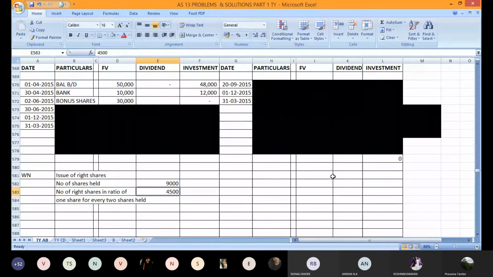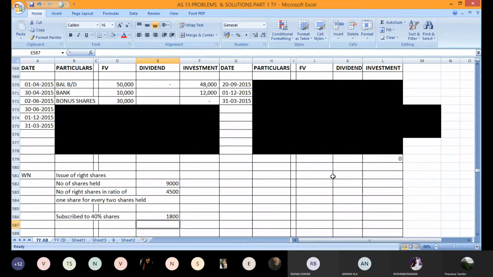So out of this 4,500 shares, subscribed to 40%. Subscribe to 40% shares, what does that mean? Out of the 4,500 eligibility, 40% he acquired. So 1,800 shares, yes, 1,800 shares he has acquired.